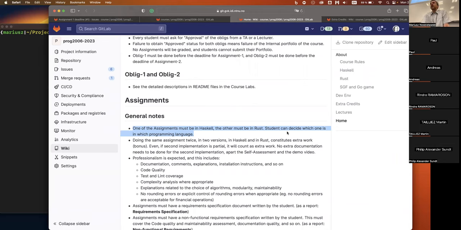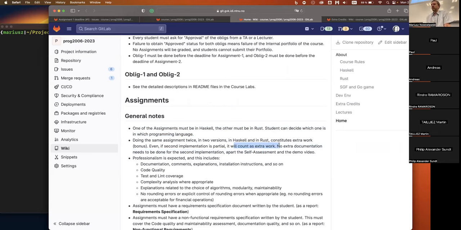I don't care. And then if you decide to do one of them or both of them in both languages, then it's extra. It's kind of B and A level work, right? You don't have to do it to pass the course, but if you want to do it, you can do it. And then it will constitute extra work.